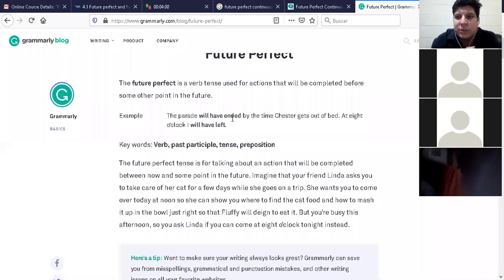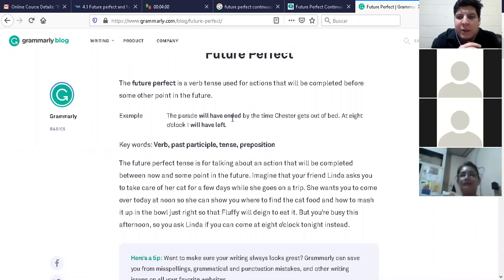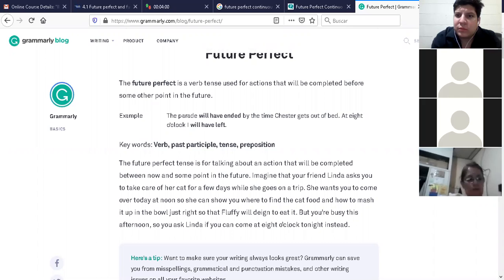Just recapping real quick, how do you say, ya me voy a haber dormido a las 10 p.m.? Anybody? Let me give you the structure. We're going to use the subject, plus will have, plus verb in past participle, plus complement. This is going to be the structure, all right?